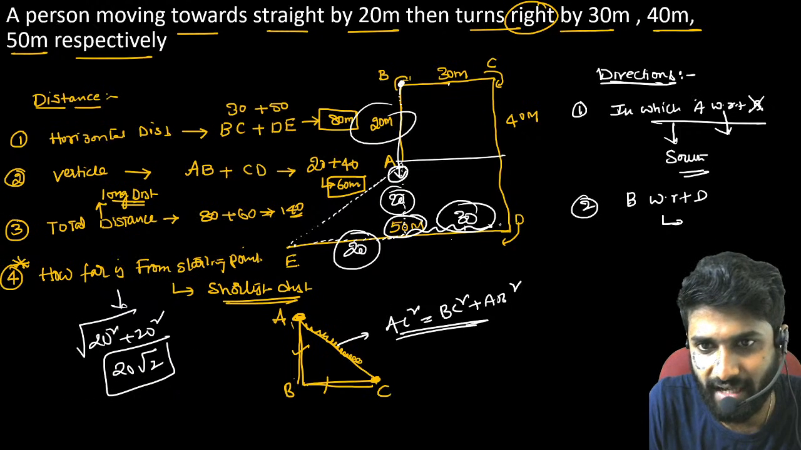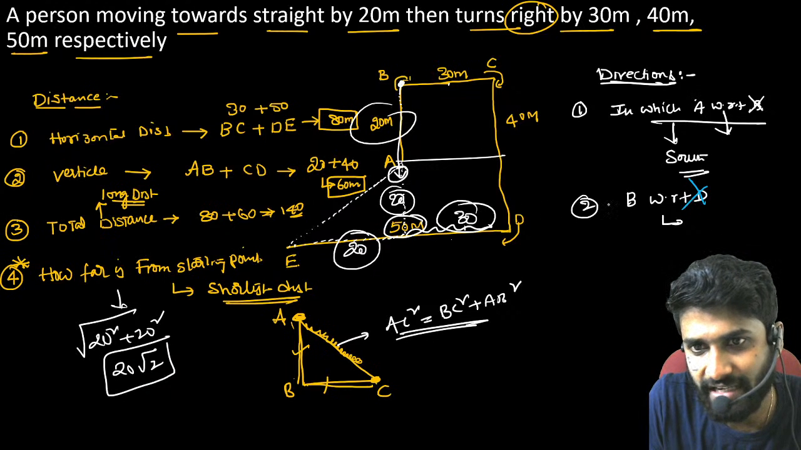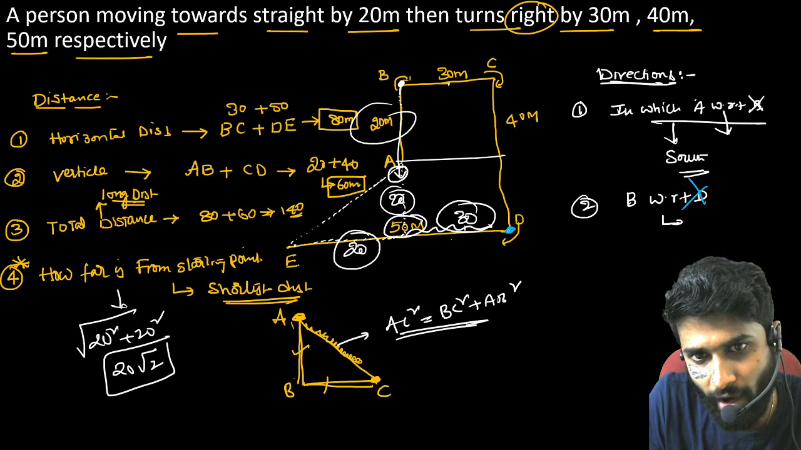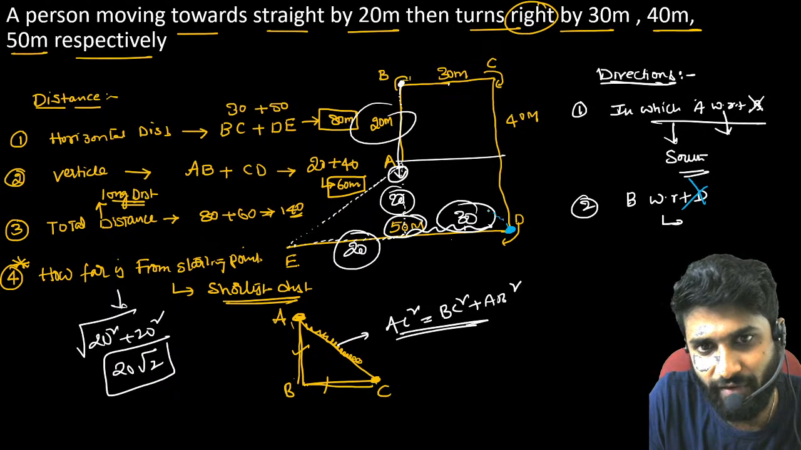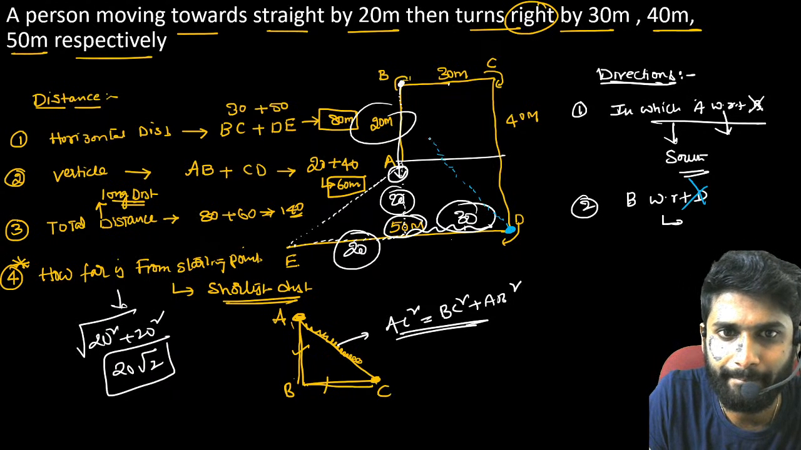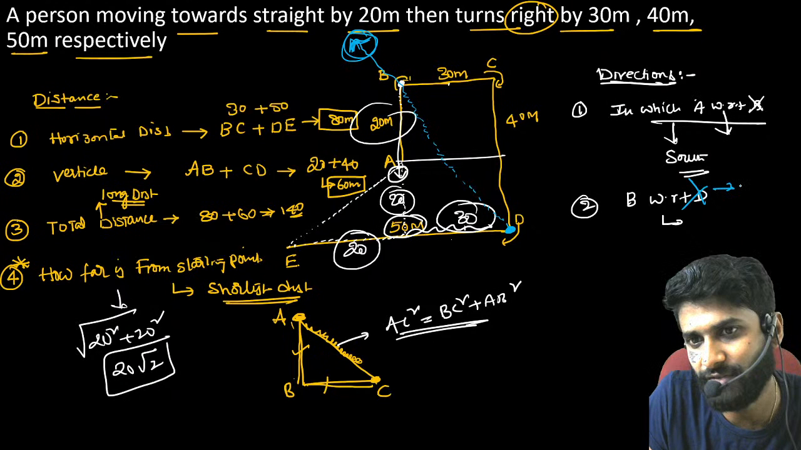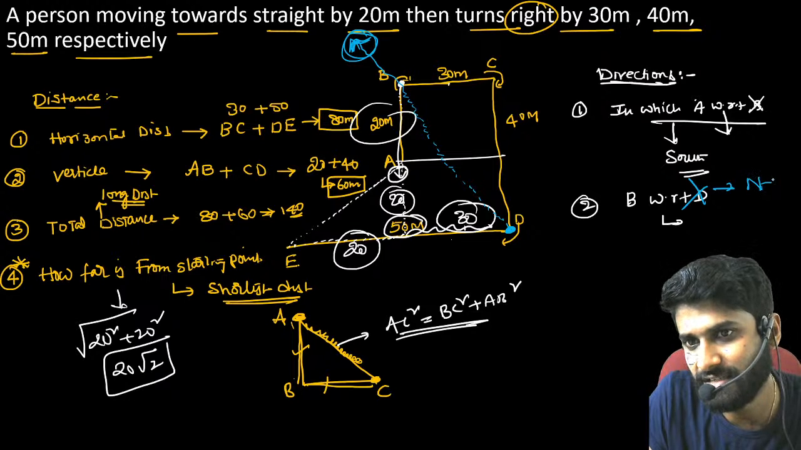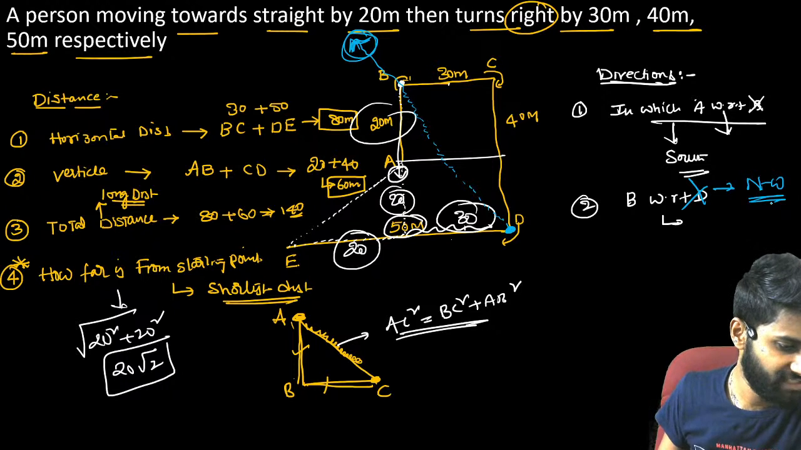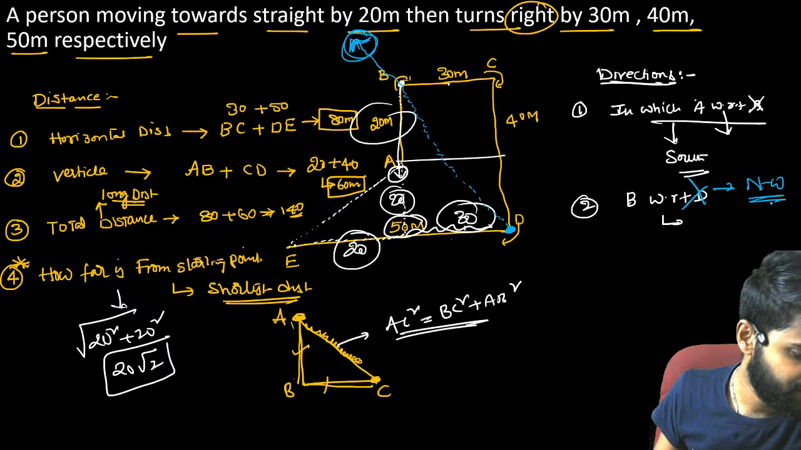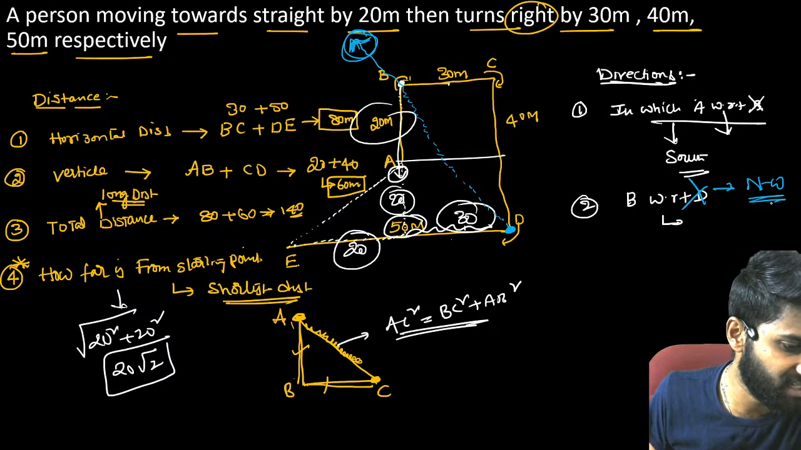Which one is the constant? D is the constant. Always the second term is the constant. From D to B, just connect the line. Now the arrow is moving in this direction. This corner always represents the northwest direction, so the answer is northwest. Don't confuse the relations.